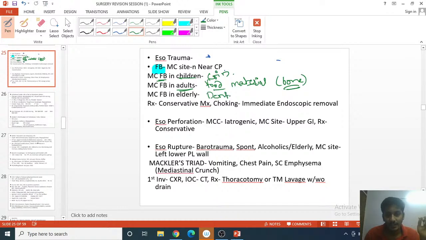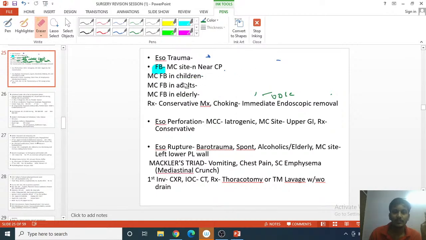So most common foreign body in adults is your food material, and most common foreign body in elderly is your dentures. ठीक है, जो बत्तीसी लगाते हैं ना, dentures या फिर loose teeth जो भी होंगे, ओके, so that are the most common foreign body in elderly. So elderly में पूछा गया तो dentures और loose teeth. Adults में पूछा गया तो it is your food material, and अगर children में पूछा गया it is your coin. Please remember, okay. Then treatment क्या होगा इसमें?